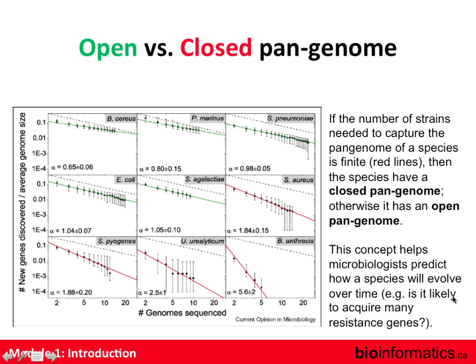Some other pathogens, on the other hand, have what's called a closed pangenome. In other words, as you sequence more genomes, eventually, theoretically, no new genes are discovered. There are actually no true closed pangenomes because organisms typically do have some capacity to acquire new genes. But this type of analysis helps microbiologists predict how the species will evolve over time and how many genomes need to be sequenced in order to characterize a species. And in Ed's lecture, again, we'll talk a bit more about population genomics of pathogens, so extend on this concept.